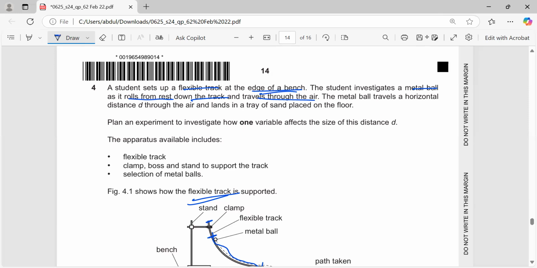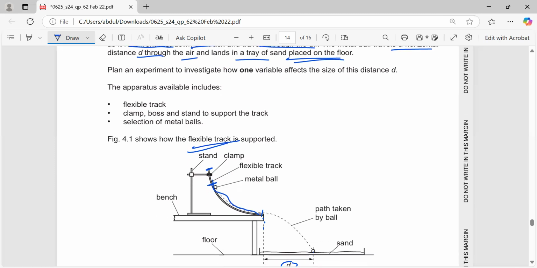That air is the distance which is traveling, and we are measuring that distance d. The metal ball travels a horizontal distance d through the air and lands in a tray of sand placed on the floor. Now plan an experiment to investigate how one variable affects the size of this distance d. So one variable, it can be mass, it can also be the height of the track. I will go with mass.